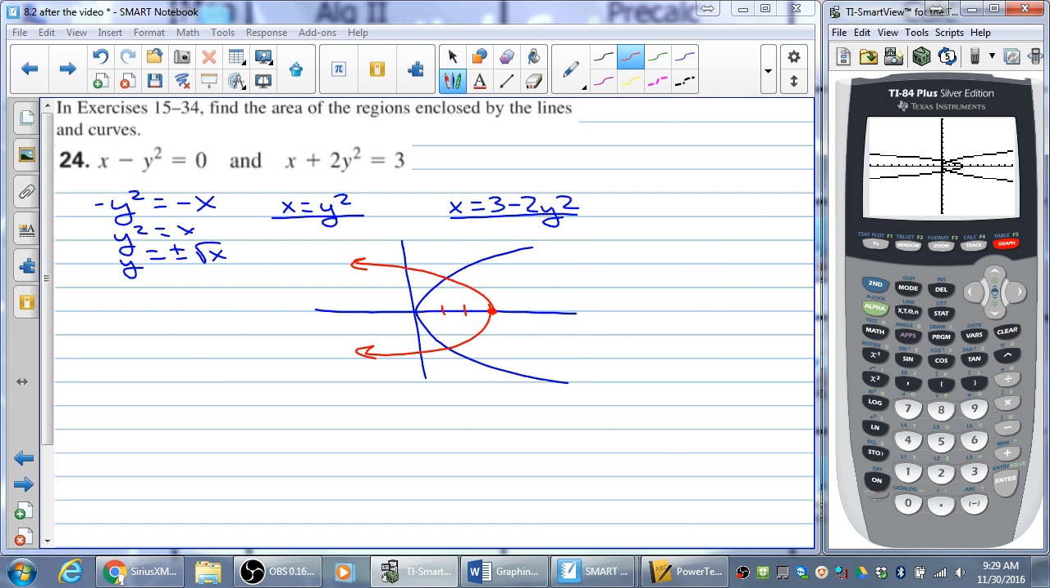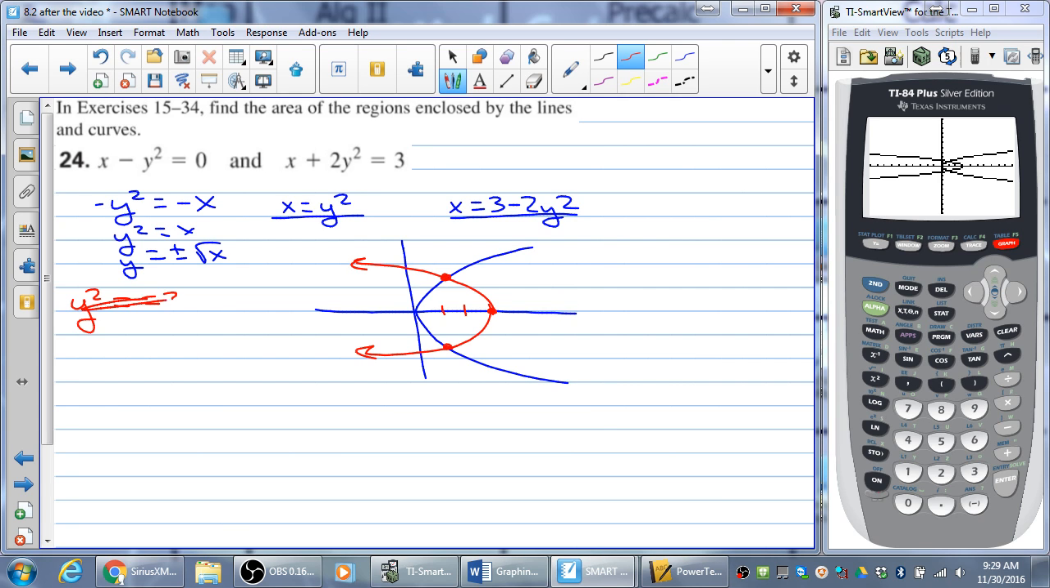We're going to integrate the right function minus the left function, but instead of integrating along the x-axis, we're going to integrate along the y-axis. So we have to find out what we are integrating to. We're going to set y squared equal to 3 minus 2y squared, to find out where these intersection points are. Add 2y squared, that's 3y squared equals 3. y squared equals 1, so y equals plus or minus 1.